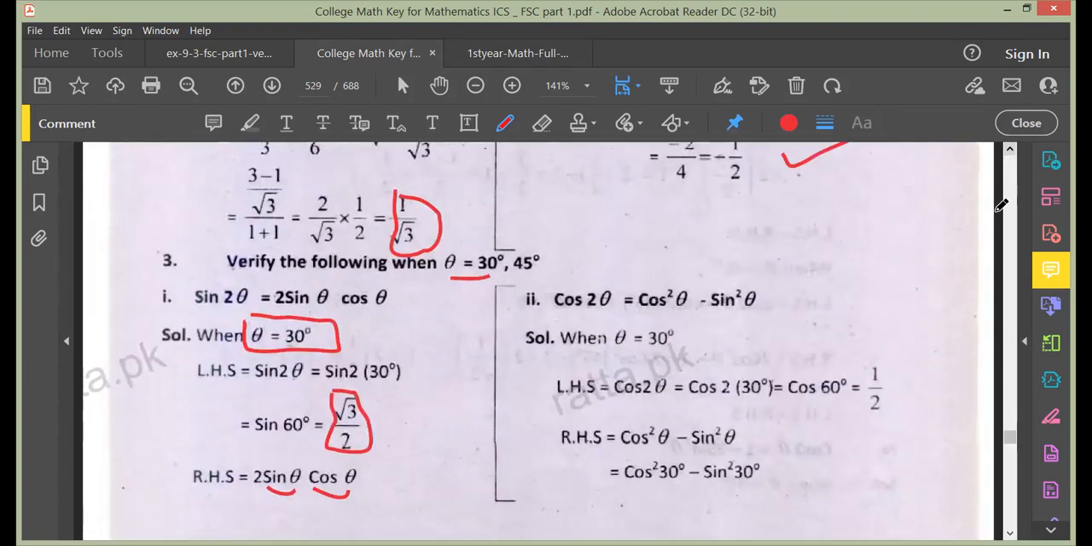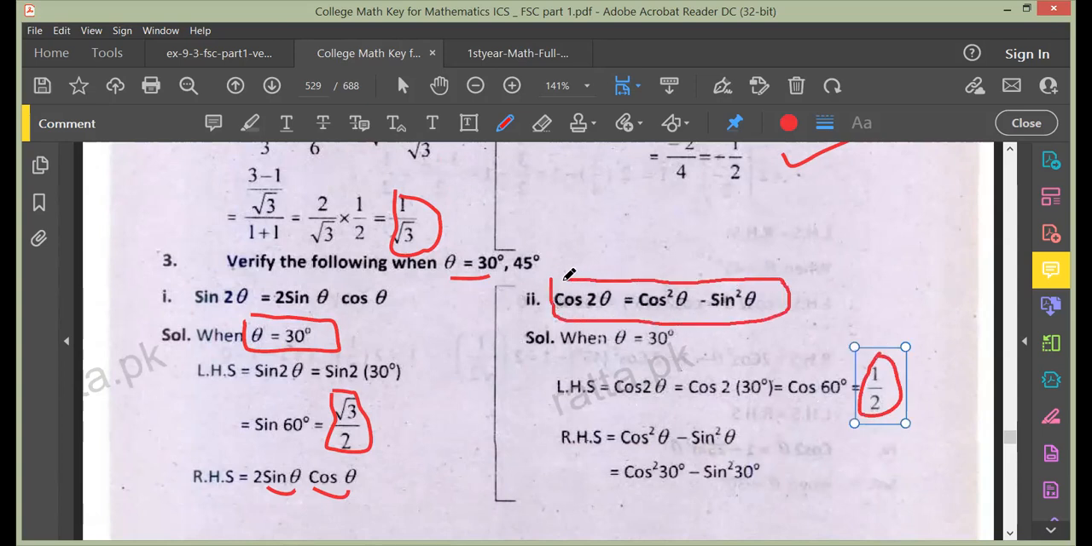After doing the first part of question number 3, we will do the second part of question number 3. Suppose cos 2 theta is equal to cos theta minus sin theta. First of all, we use the value of angle theta is equal to 30. Suppose cos of 2 theta. After putting the value of theta is equal to 30, 30 multiplied by 2 will be equal to 60. Cos 60 is equal to 1 by 2. Similarly, this is the answer of the left hand side of this expression.